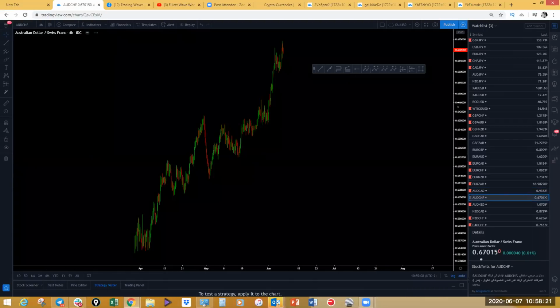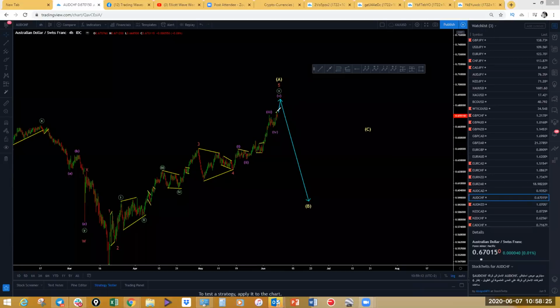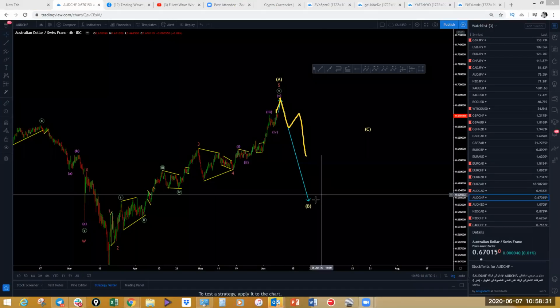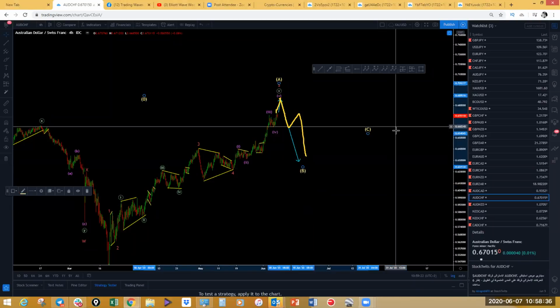Audi CHF. Audi has been trending. Now we're looking for the last bit of the moves here on Australian dollar pairs. So we'll be looking for a pullback. This pullback may not necessarily be this deep, it can be shallow to 38% before continuation to the upside.